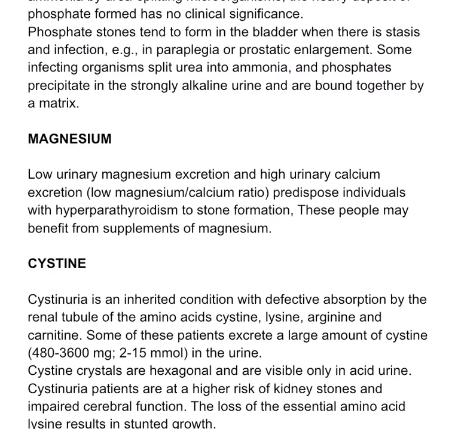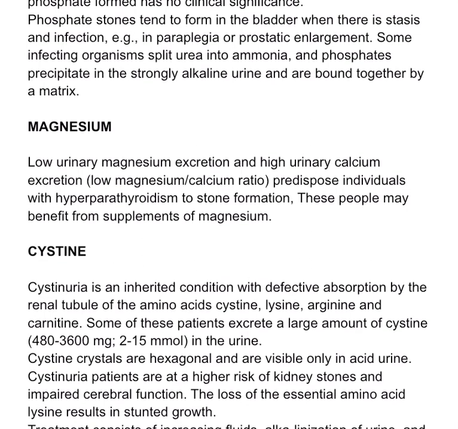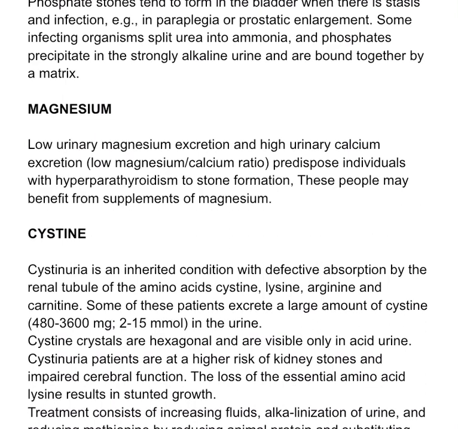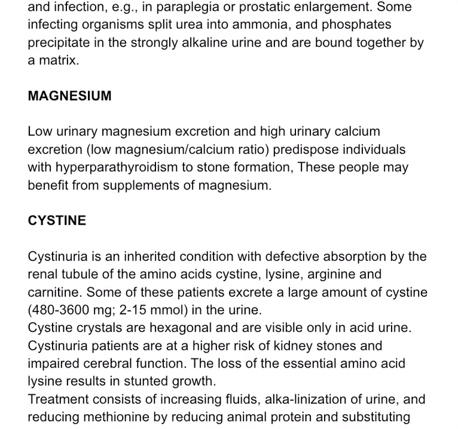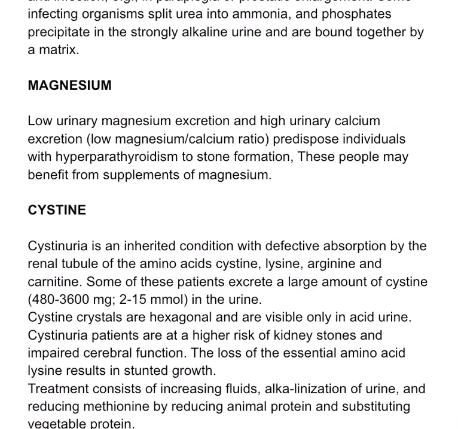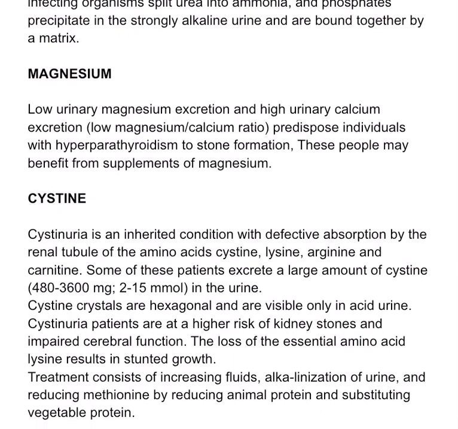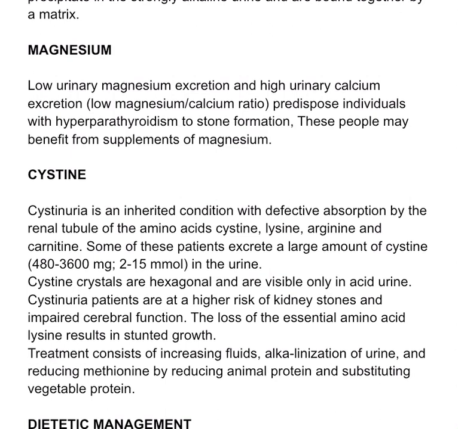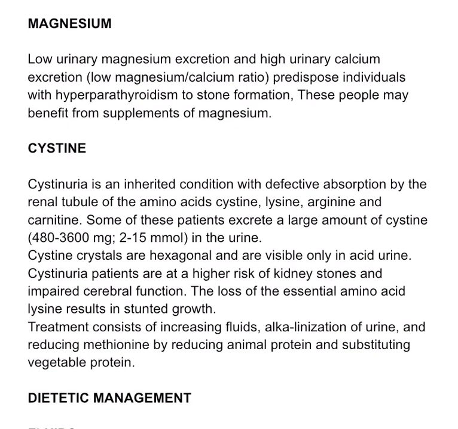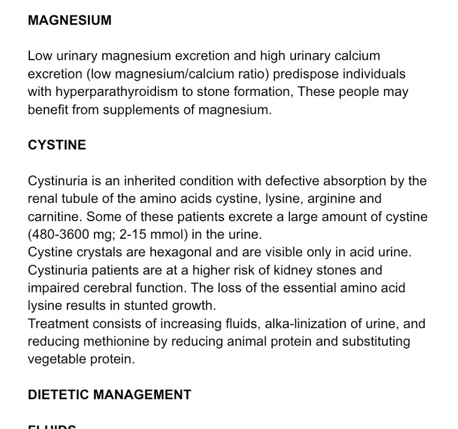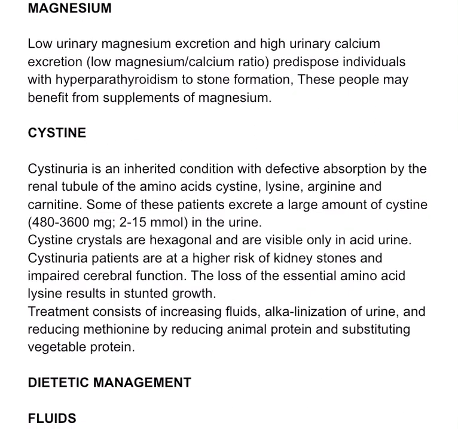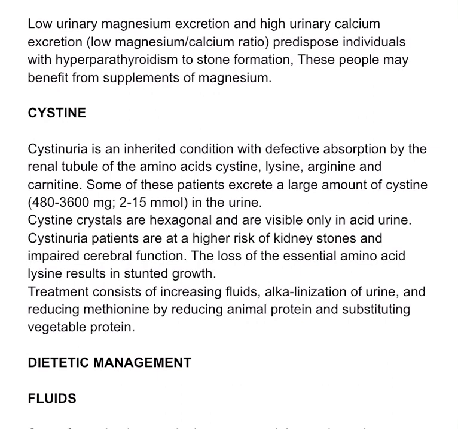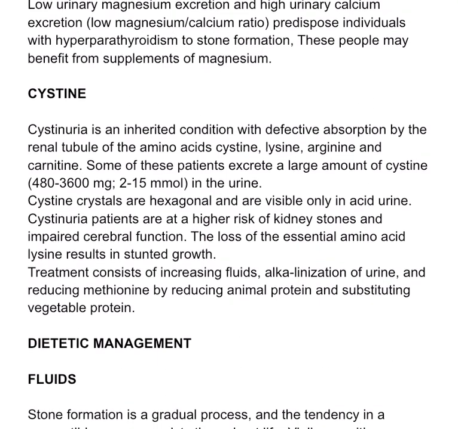Phosphate stones tend to form in the bladder when there is stasis and infection, e.g., in paraplegia or prostatic enlargement. Some infecting organisms split urea into ammonia, and phosphates precipitate in the strongly alkaline urine and are bound together by a matrix. Magnesium. Low urinary magnesium excretion and high urinary calcium excretion. A low magnesium calcium ratio predisposes individuals with hyperparathyroidism to stone formation. These people may benefit from supplements of magnesium.